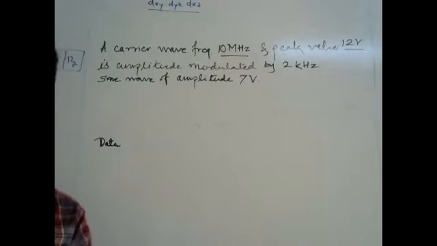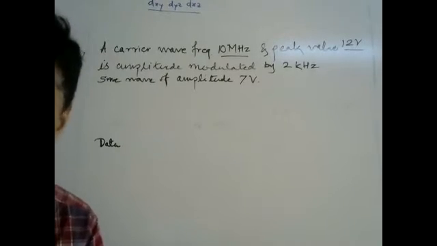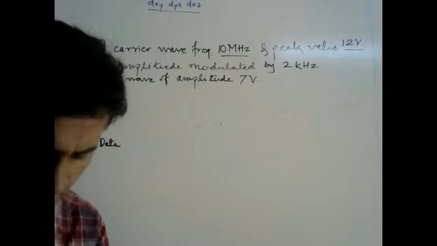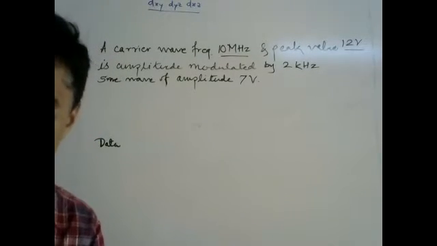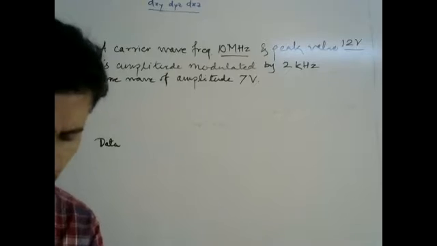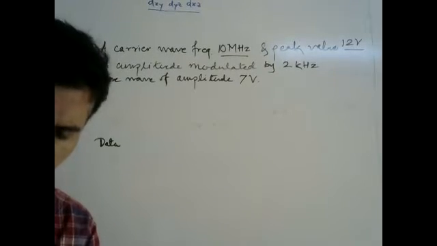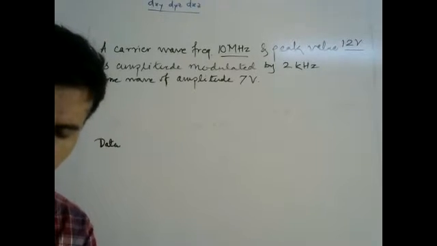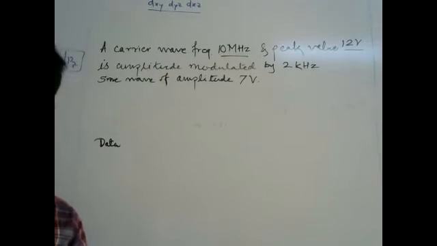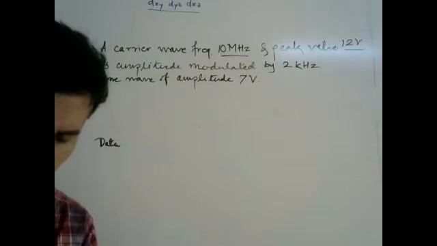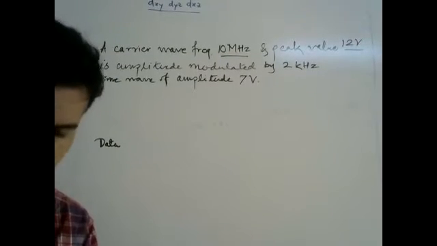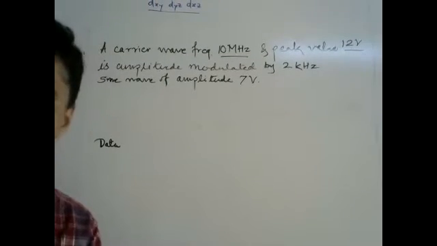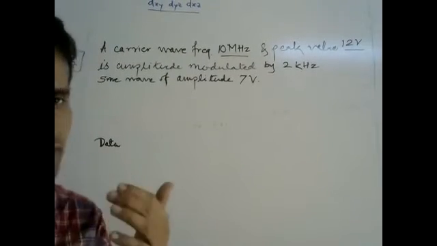Today I'll explain the mathematical problems, numerical problems on modulation techniques. In this case, a carrier wave of frequency 10 megahertz and peak value 12 volt is amplitude modulated by a 2 kilohertz sine wave of amplitude 7 volt. First, our aim is to find the modulation factor, sideband frequencies, and amplitude of sideband components, and then based on these numerical terms we will draw the frequency spectra.